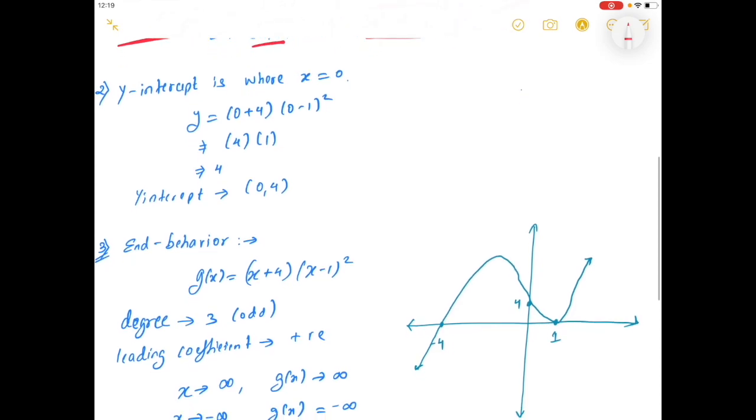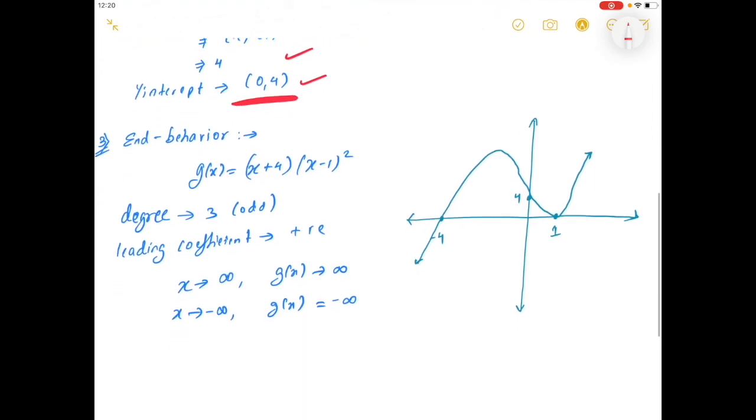Next is the y-intercept. The y-intercept is where x is 0. So on the y-axis, x would be 0 over there. In our equation we'll just put x equals 0 and calculate for y. So we get the y-intercept as (0, 4). That's the next characteristic that we have figured out.